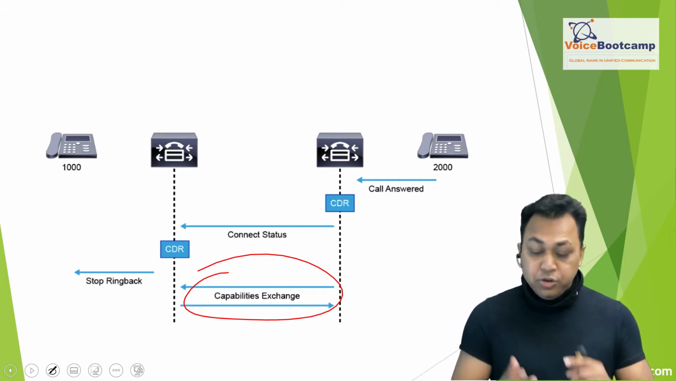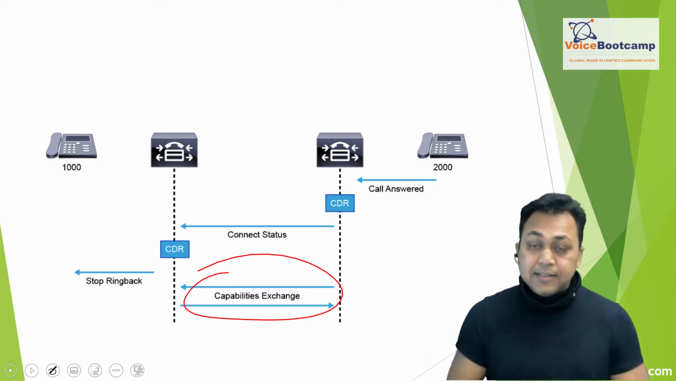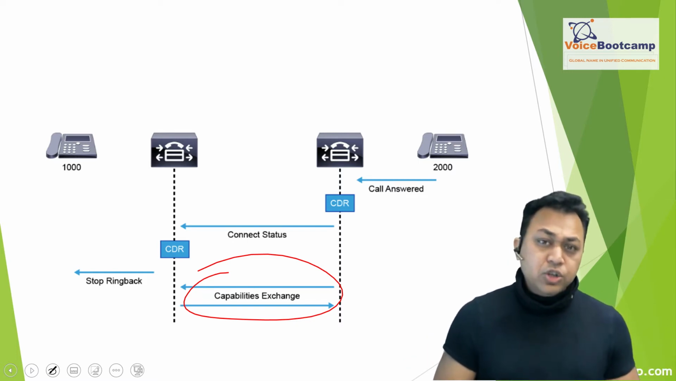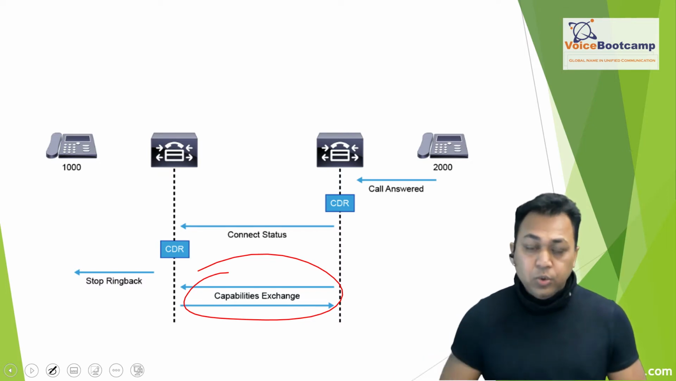Both parties have to agree to the same codec. Both parties have to agree to all the byte size and all the other necessary capabilities. If for some reason one of the negotiations has failed, chances are that either the call will fail or you may need an additional device to make that call work.